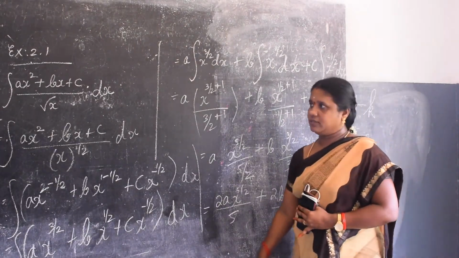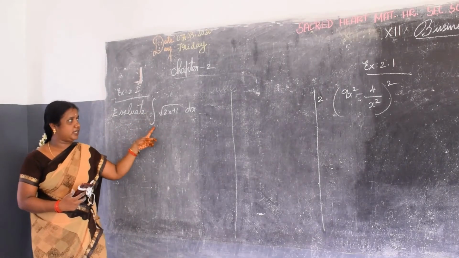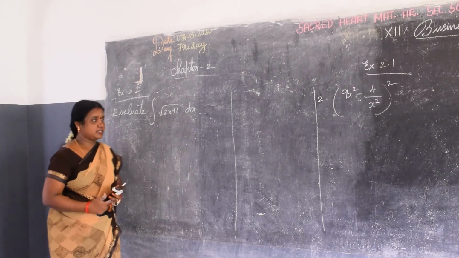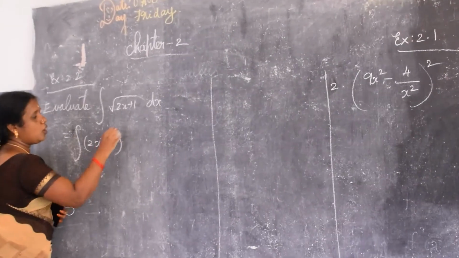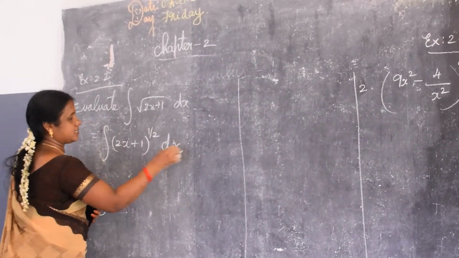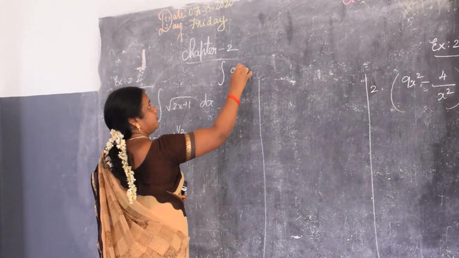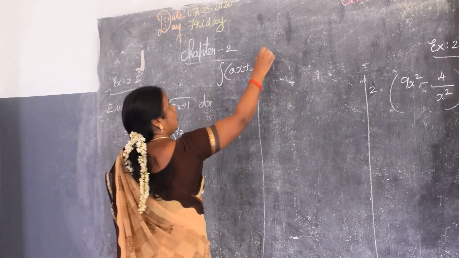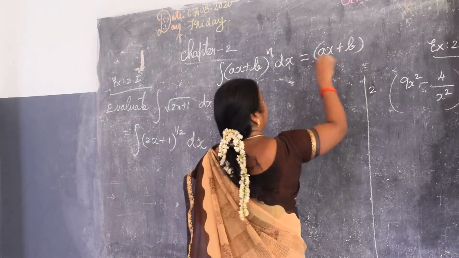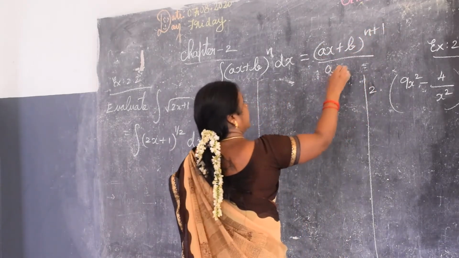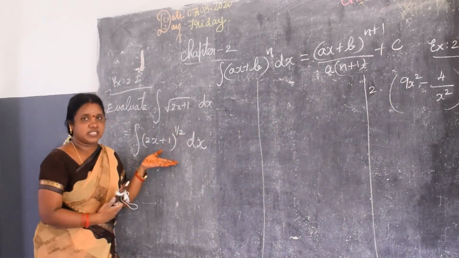Have you understood this problem? Okay. Now we are going to see our next example problem. Evaluate integral root 2x plus 1 dx. First you have to change root 2x plus 1 into 2x plus 1 whole power 1 by 2 dx. Which result can we use here? As I already said, integral of ax plus b whole power n dx is ax plus b whole power n plus 1 divided by a into n plus 1, plus c. This result only I am going to use in this problem.